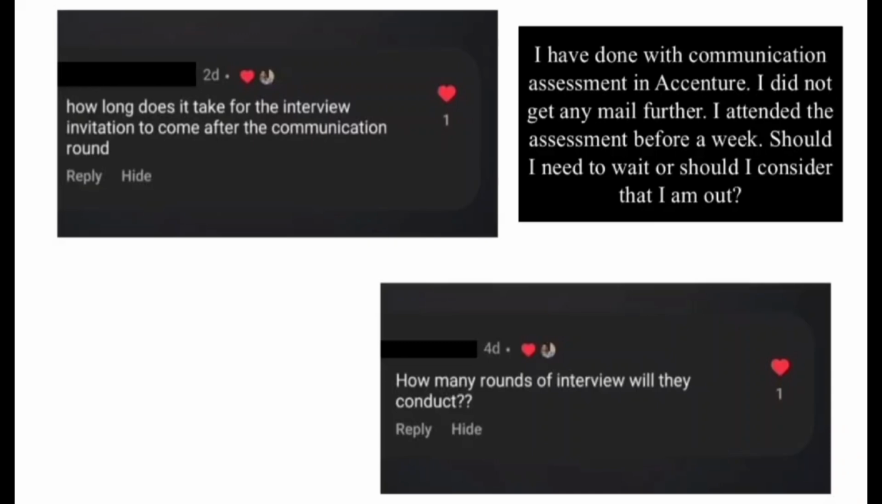So if it's been a week since your communication assessment at Accenture and you haven't received any update, it's still possible that the process is ongoing. So Accenture can take time to review assessment, especially if there are many candidates. It doesn't necessarily mean you are out or rejected. So the next question is, how many rounds of interview will they conduct?